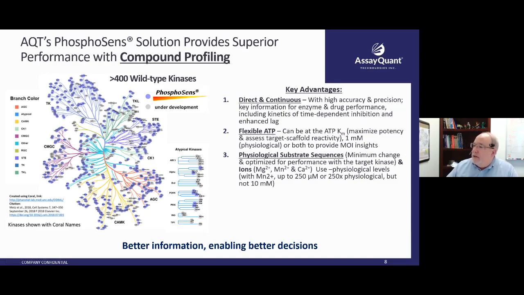Many folks are very interested in doing it at physiological concentrations of ATP to try and best mimic what's going on in the cell. And we have physiologically relevant substrates. We have physiologically relevant other reaction components that are in there. If we have physiologically relevant ATP concentration, then we're more likely to see off-target toxicity, off-target reactivity to other kinases that's more reflective of what's going to happen in the cell if we do it at that physiological ATP concentration.